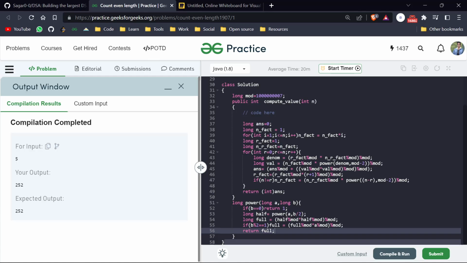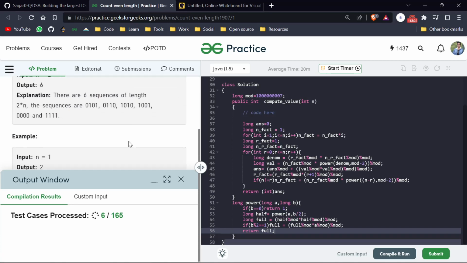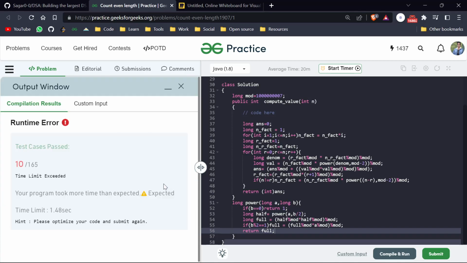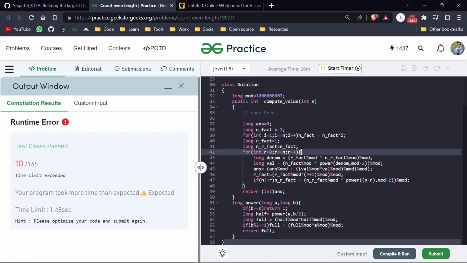Suppose I do not use the mod value somewhere, and you will just get a wrong answer. Okay, I'm still getting a wrong answer, more than expected. So we are doing something wrong here. We are finding half. We are moving from 0 to n. Okay, I think we are missing something here. That should pass all the test cases. So let me just check again.